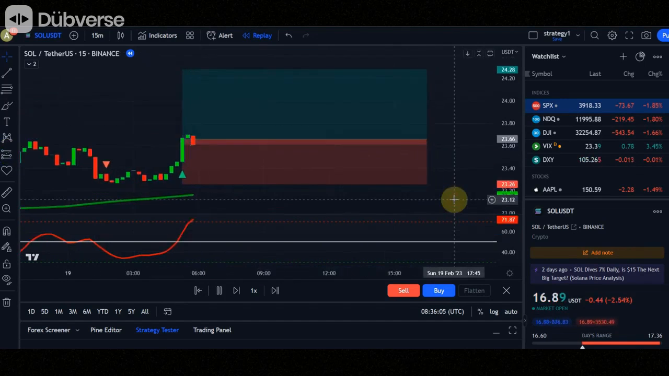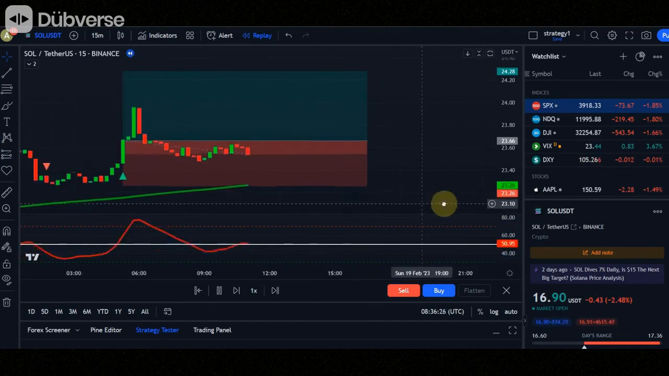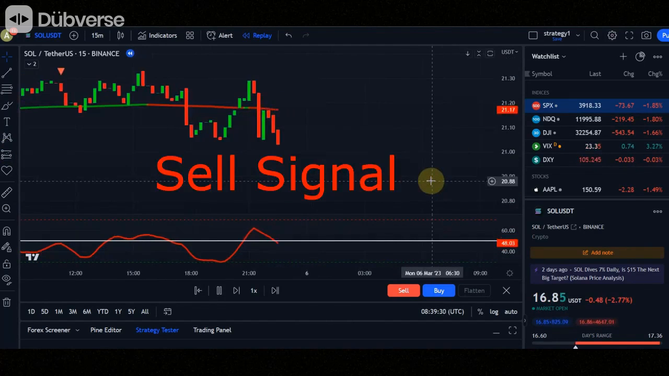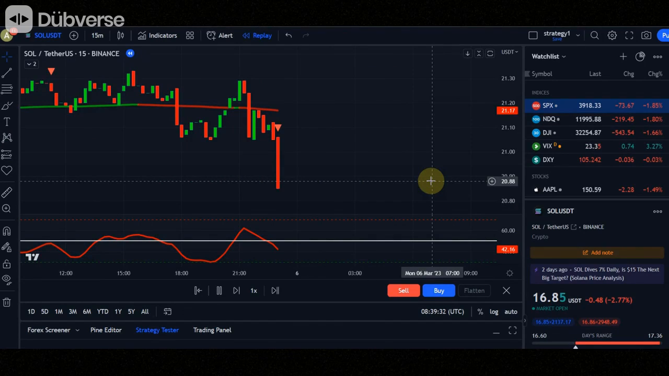Now let's check the conditions for entering the sell position. Condition number 1, you must see red triangle. Condition number 2, candle must be completely below the red moving average line. Condition number 3, red line must be below the white line.